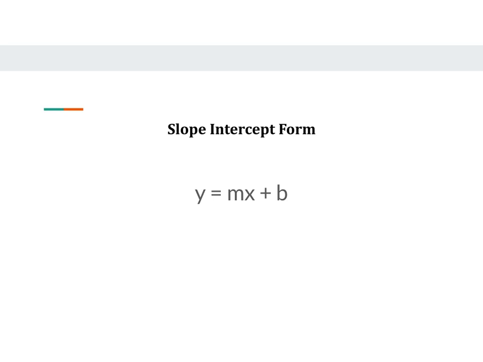Now, when I graph this, I'd like to identify my y-intercept. So b is going to help me identify my y-intercept. 0, comma b is always our y-intercept. And I use that as my starting point.